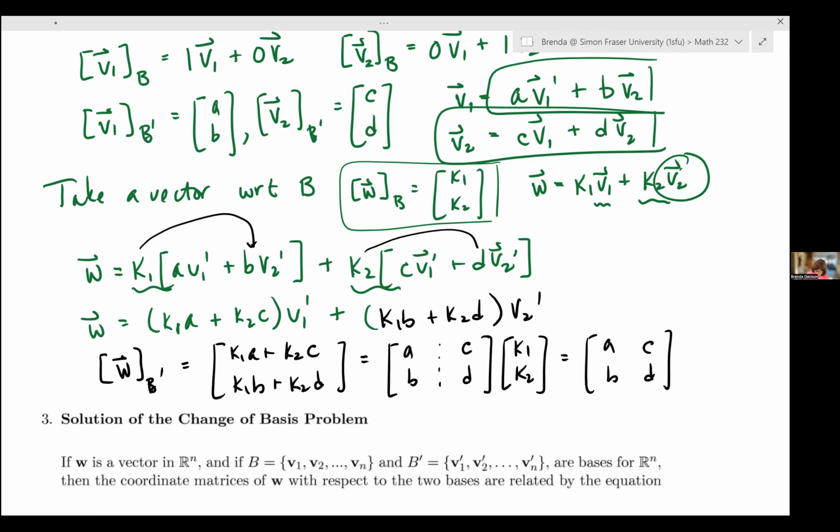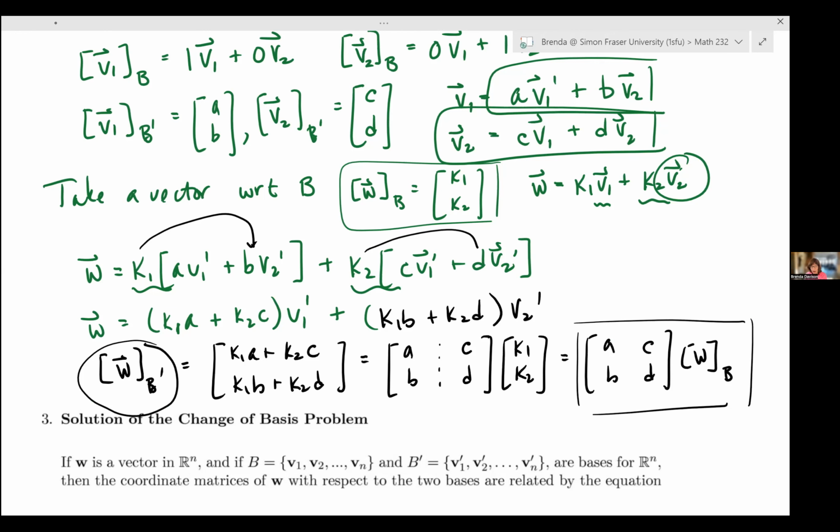And what is K1, K2? That is W with respect to the basis B. So here we've got W with respect to the basis B prime is equal to these four numbers, A, C, B, D, multiplied by the coordinates of the vector W with respect to the basis B. Okay, this is the general case. We're going to do a couple of examples, which I think will make it a little bit easier.